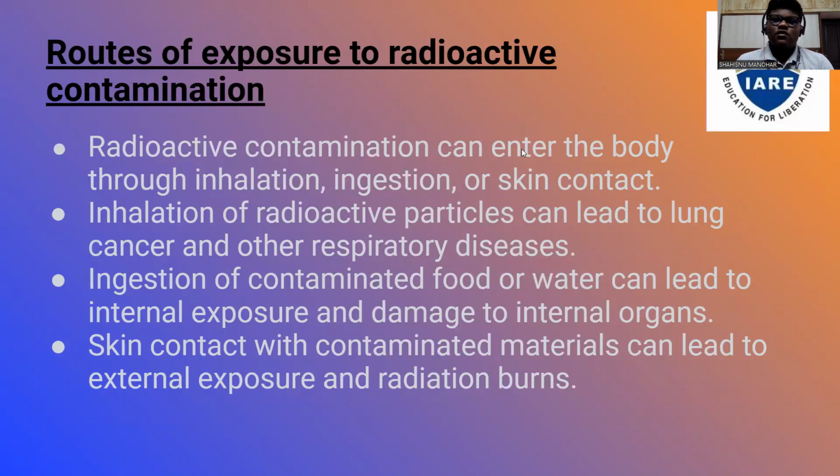Routes of exposure to radioactive contamination. Radioactive contamination can enter the body through inhalation, ingestion, or skin contact. Inhalation of radioactive particles can lead to lung cancer and other respiratory diseases. Ingestion of contaminated food or water can lead to internal exposure and damage to internal organs. Skin contact with contaminated materials can lead to external exposure and radiation burns.